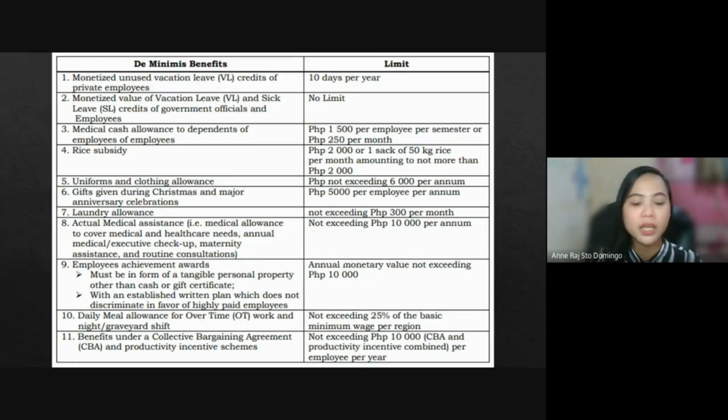And other benefits that are not included here can be liable to taxes. Okay? When the values are high, they are liable to tax.